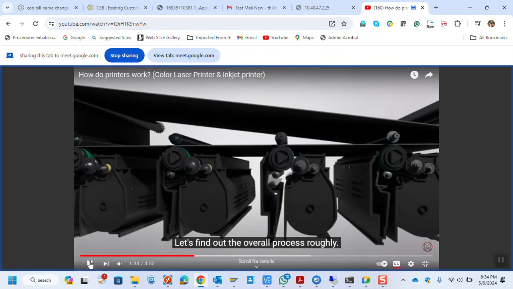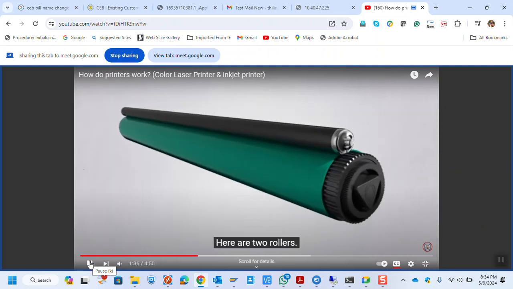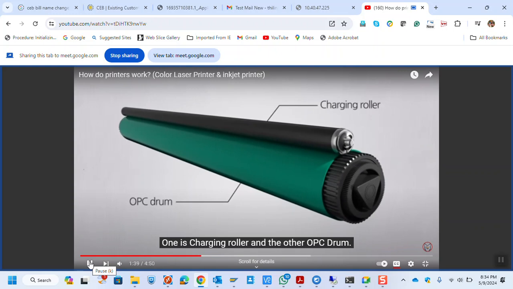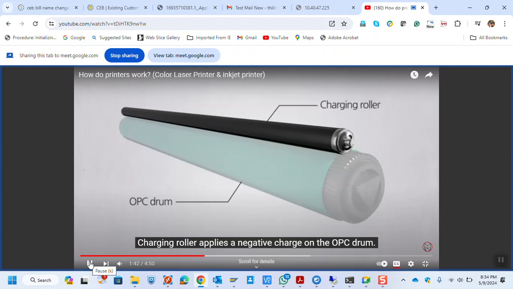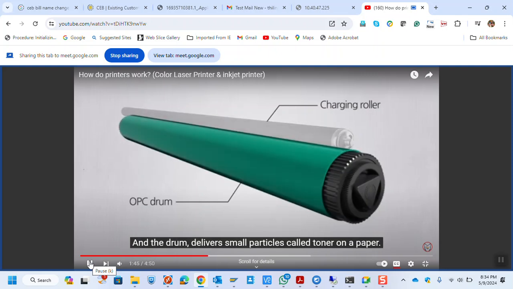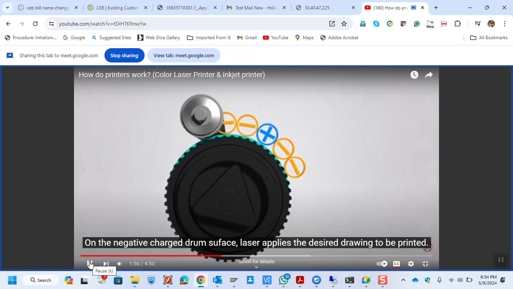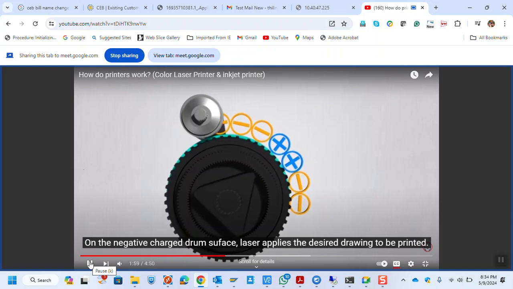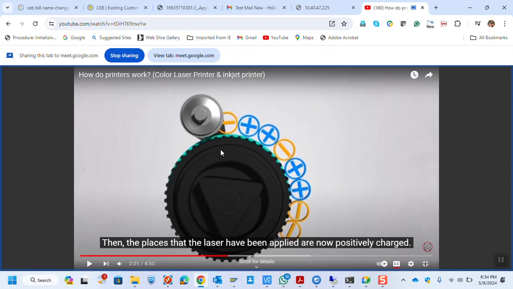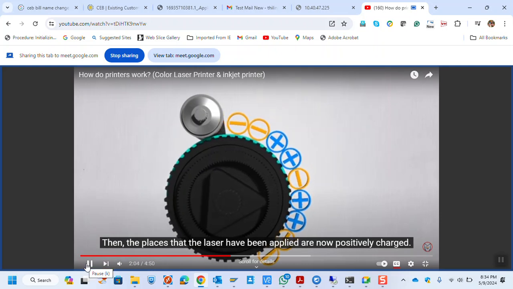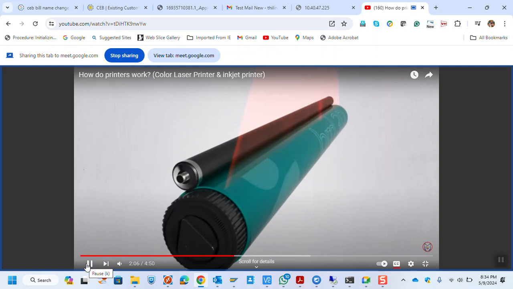These are the 4 cartridges. This is the rollers, the drum I was telling about. Here a laser beam is used to change the charge, negative and positive, through the laser beam. So don't worry about those kinds of things. Those are very advanced things.